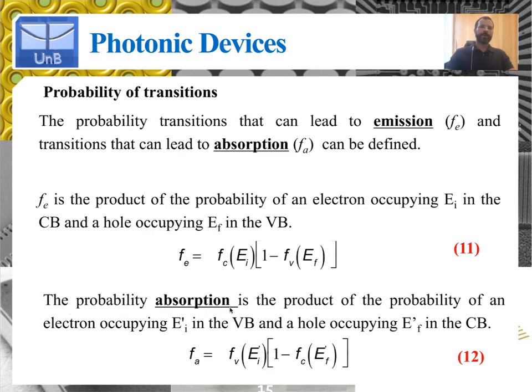Now you can do the same thing for absorption. So F of A is the probability of transition that will lead to absorption, and it's the product of the probability of an electron occupying an initial state which is now in the valence band, so EI dash, different than EI. Okay, so EI dash now is in the valence band, EI was originally in the conduction band, and at the same time it's the product of this and also the probability of a hole occupying a final state in the conduction band, so a final energy level EF dash, which is now in the conduction band.